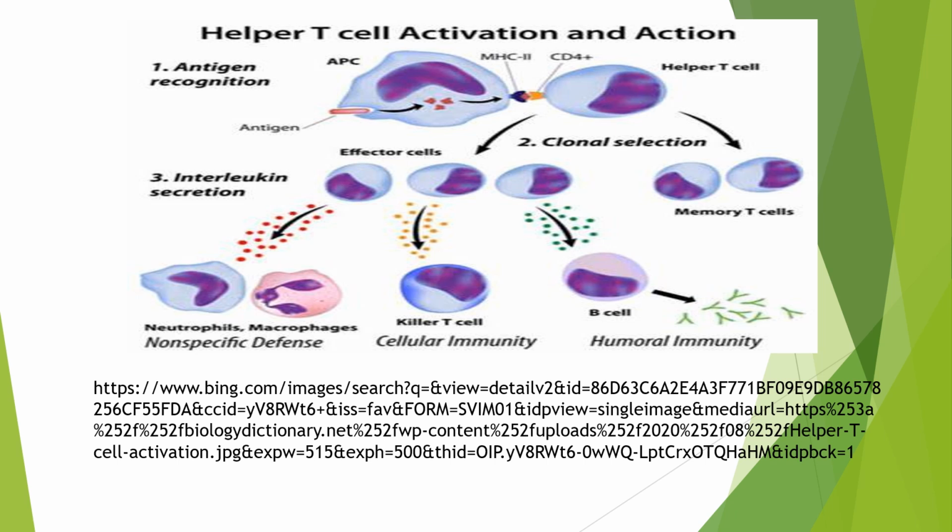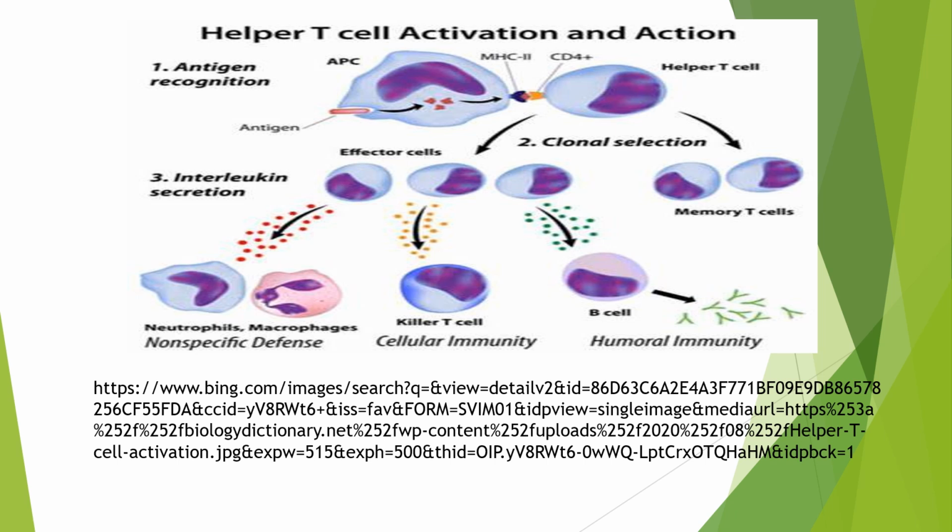So one, in the antigen recognition, it can recognize which are the effector cells, it can recognize the MHC2 and the CD4 plus only. And then it will go to the clonal selection, which is where the T helper cells help us also in the memory T cell.